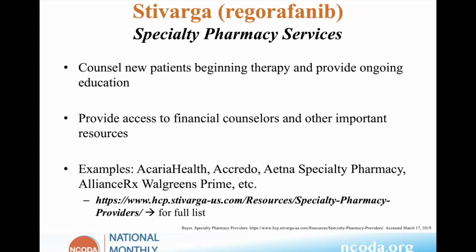They also are able to help with the financial toxicities of these medications, perhaps referring patients to financial counselors or medication assistance programs. There's an extensive list of specialty pharmacies around the country, and Bayer has helpfully listed many of them in the link provided here on this slide.